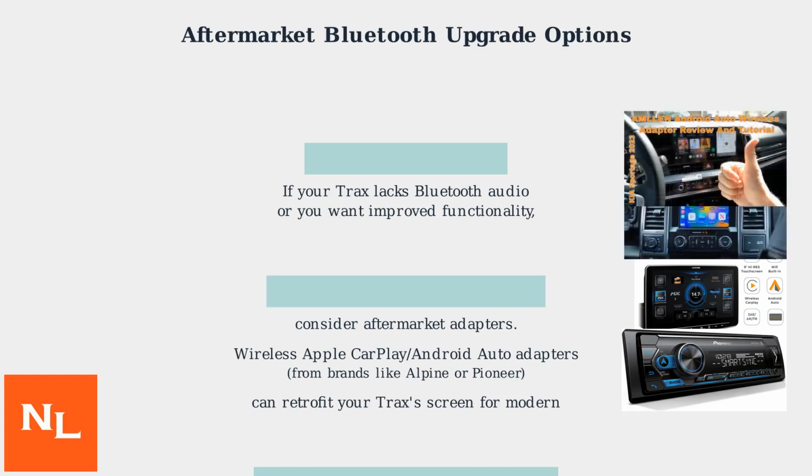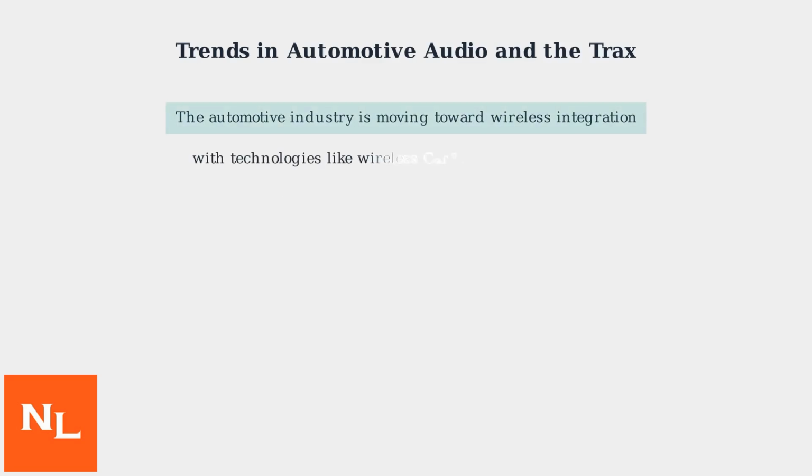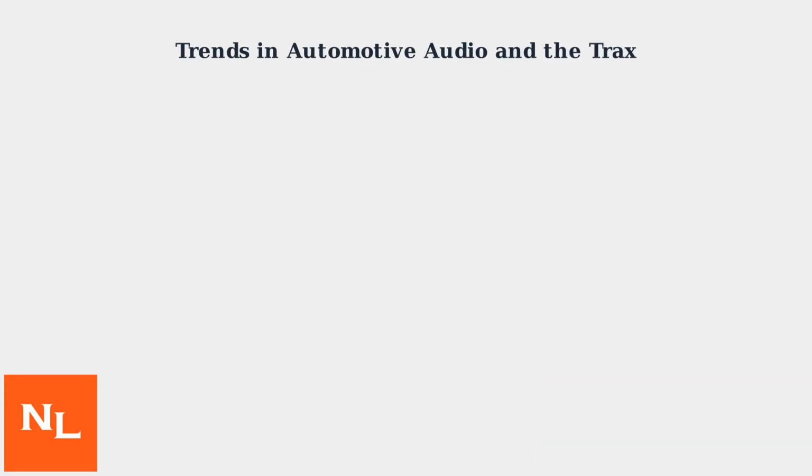Installation typically involves connecting the adapter to your existing screen and power sources, and pricing ranges from $100 to $300 depending on the specific model and features. The automotive industry is moving toward wireless integration with technologies like wireless CarPlay and Android Auto. While the Trax is limited by its older system, aftermarket solutions can bridge the gap. Expect minimal official updates for the Trax, making owner-funded upgrades the most likely path forward.